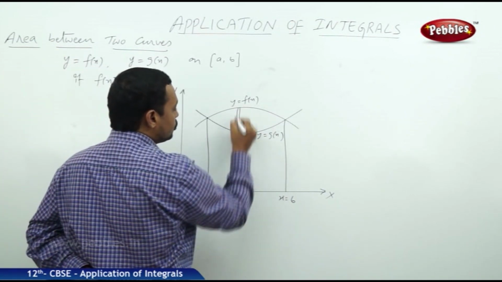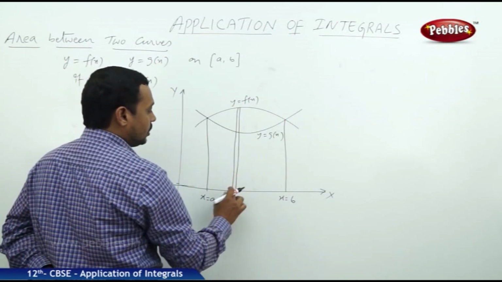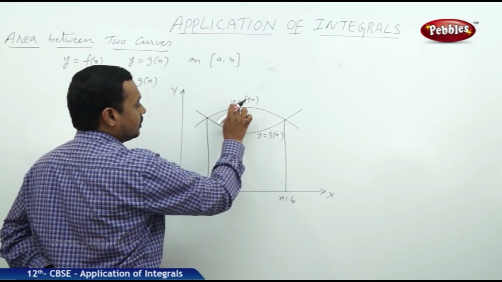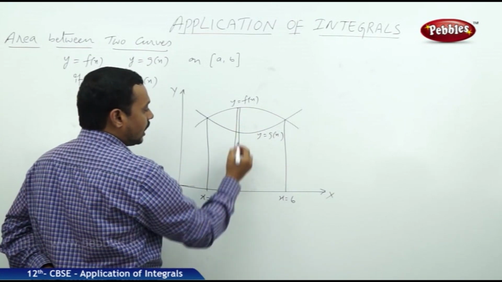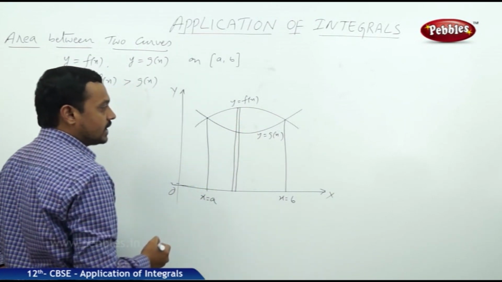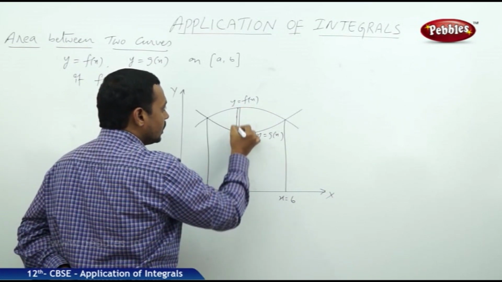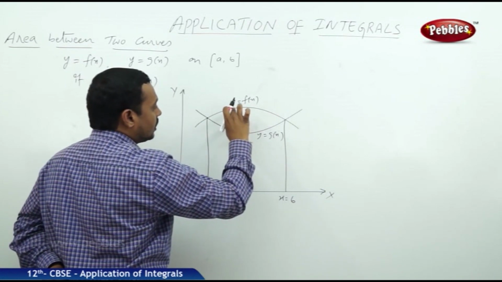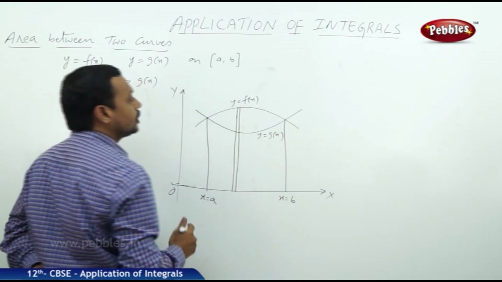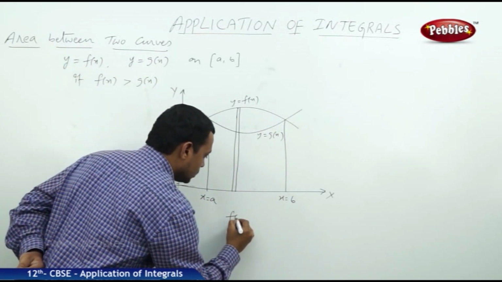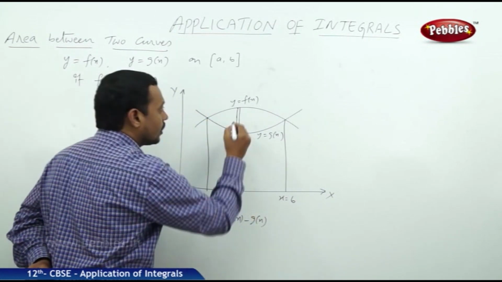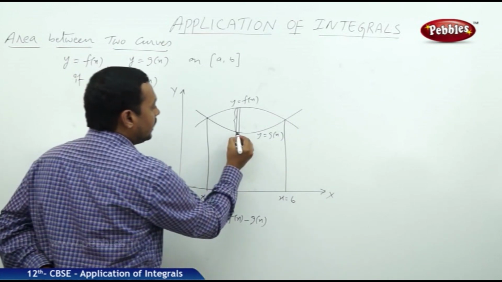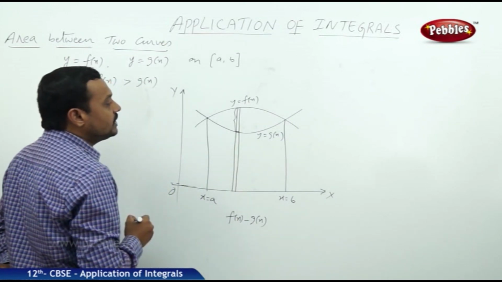What about the length of this strip? From the x-axis, this curve is at f of x distance and the second curve is at g of x distance. Therefore, the length of the strip bounded by the two curves is equal to f of x minus g of x, and let the width of the strip be d of x.